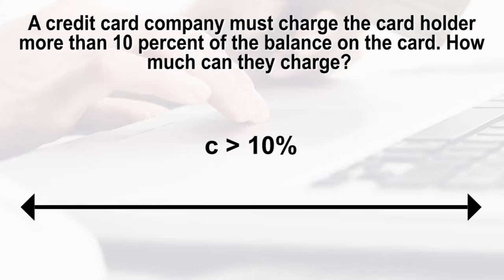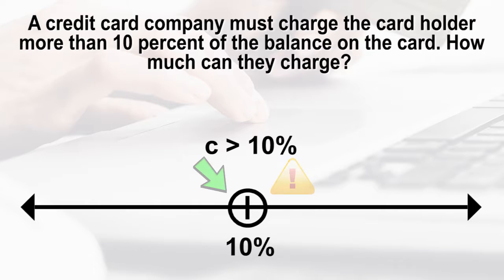Let's graph the inequality on a number line. Start by drawing an open number line with the 10% marked in the middle. The inequality states that any percent more than 10% can be charged. 10% is not included. To show this, place a circle around the 10% mark and do not shade it in. To represent the percents more than 10%, shade everything to the right of the 10% mark.